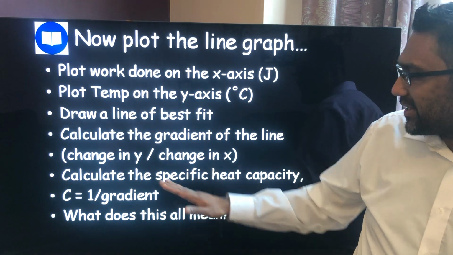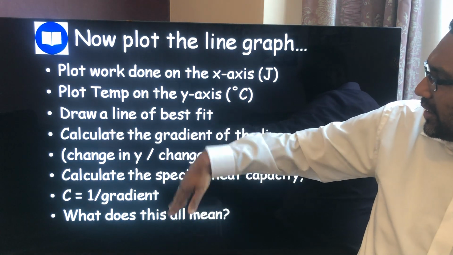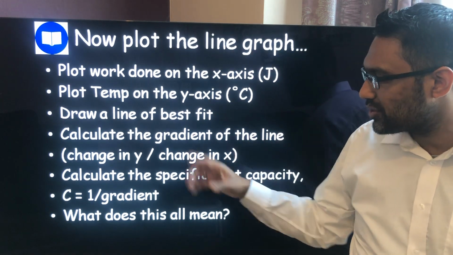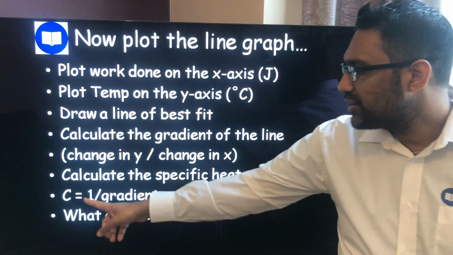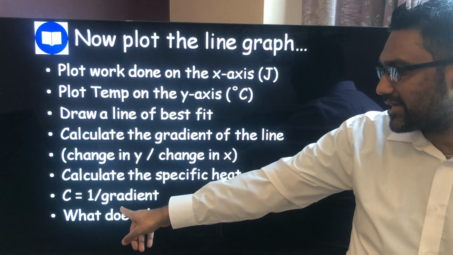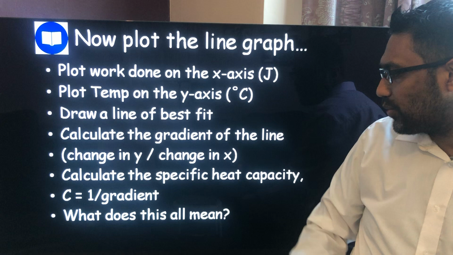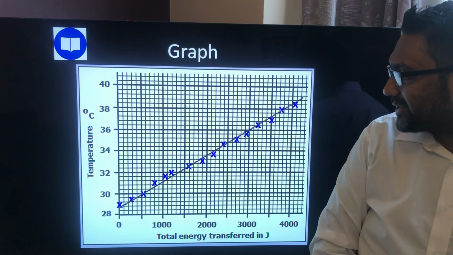But the problem is that gradient is going to be the temperature divided by the energy, but we want it the other way around. So once you've got the gradient, you do the inverse of that, you do 1 over the gradient, and that will actually give us the specific heat capacity.